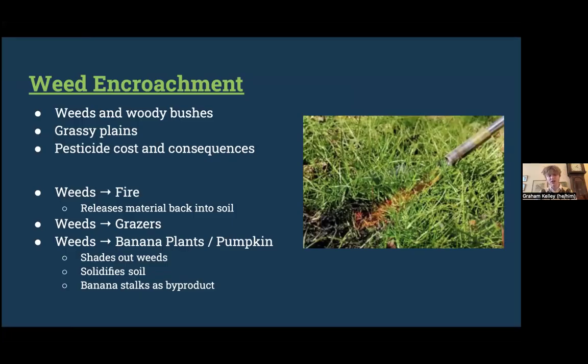But you have to consider that it costs a lot to spray a whole cinder cone of 9.1 hectares with pesticides. Additionally, those pesticides may not be specific to a certain weed species.